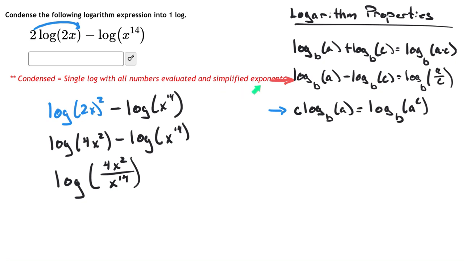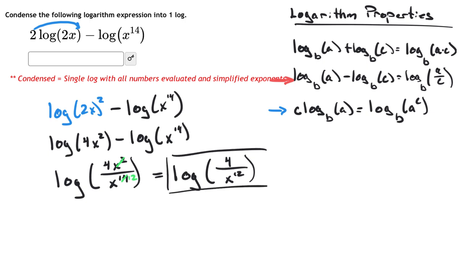As far as converting to a single log, we've accomplished that piece. However, it does state it wants us to simplify our exponents. So we have a little bit more work, because now that this is written as a fraction, you can simplify your exponents using some exponent properties. So you have your logarithm. The 4 doesn't change at all, but you have your x squared and your x to the 14th. So 2 of those are going to cancel out with 2 of these. That means you have 12 remaining down here. So this is 4 over x to the 12th. And that is your final answer after your condensing and your simplifying.